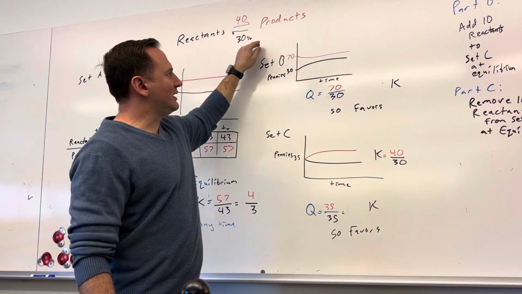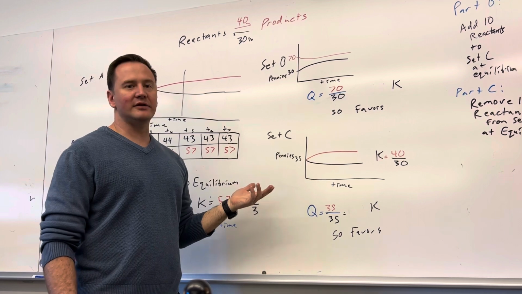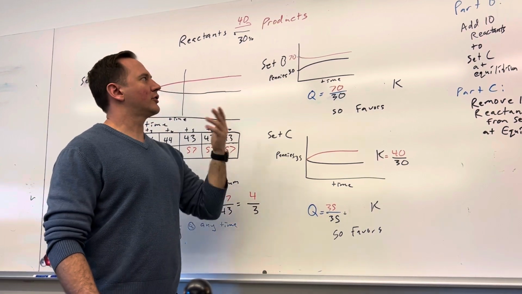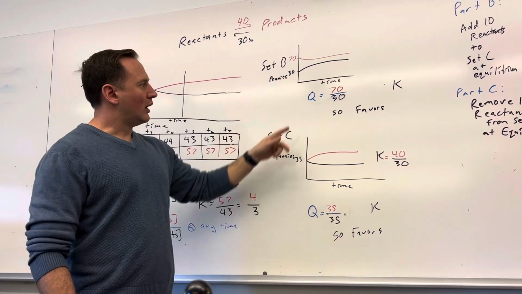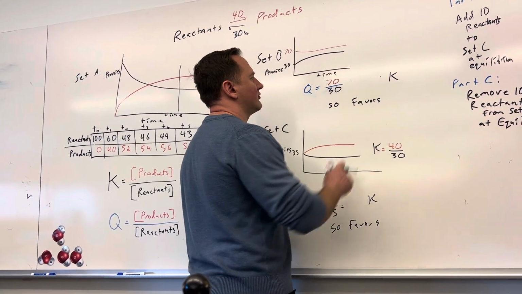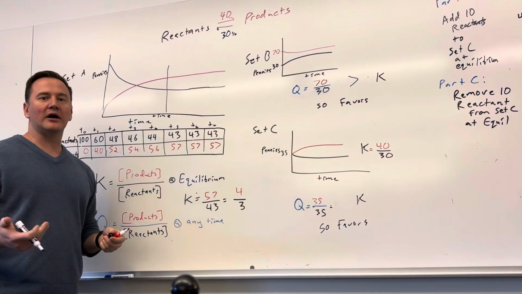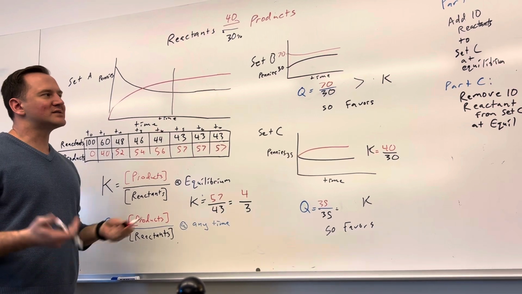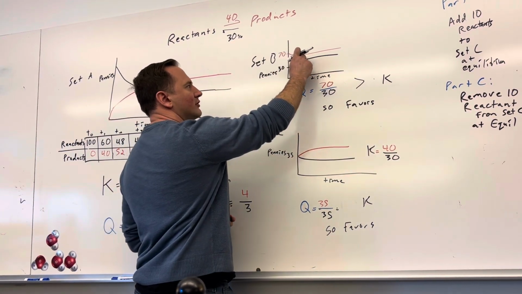For set B, I asked you to start with 30 reactant pennies and 70 product pennies. At that point, our Q is significantly greater than K. We're at 2.3, or 7/3, and that's way higher than 4/3. So what's got to happen? In this case, some of our product pennies converted to reactant pennies.